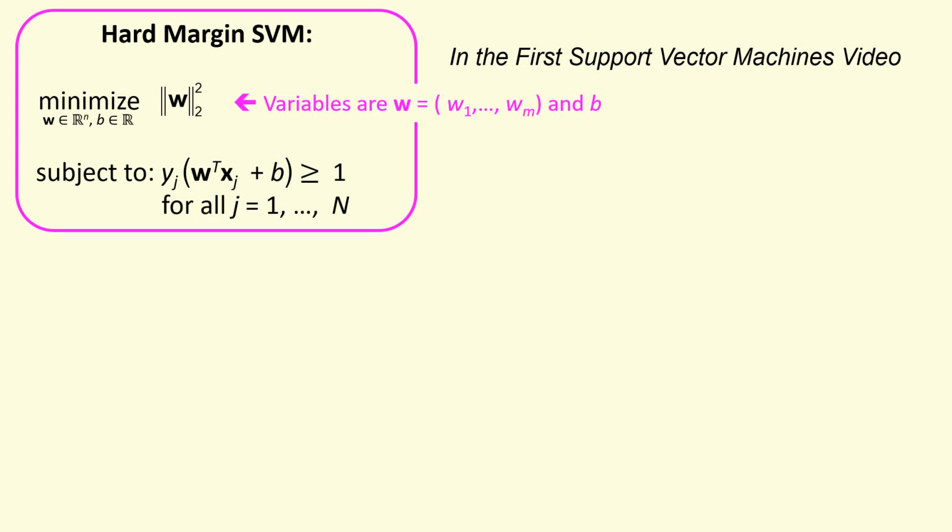Our variables are w, the ones we want to find to get our classifier algorithm, and our b. And we had linear equations in the variables x sub j and y sub j, and the x sub j and y sub j, of course, are given. That's our data.